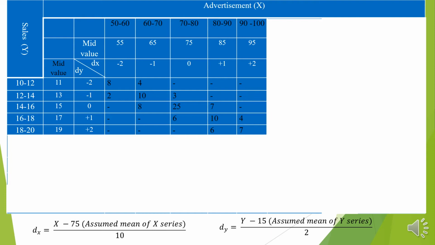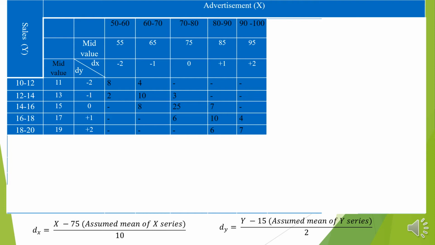So here it is 0, here it is 0, here it is 0, and in these places it is 0. Only in this diagonal line we have the values: 8, 4, 10, 8, 3, 25 and 6, and 7, 10 and 6, and 4 and 7. Now let us find out the sum of these frequencies.